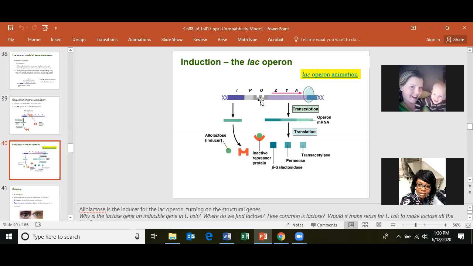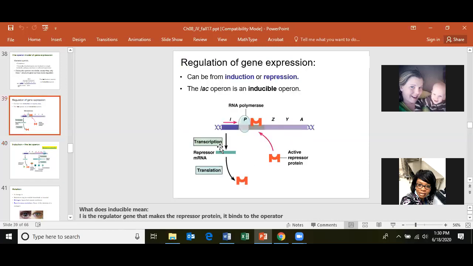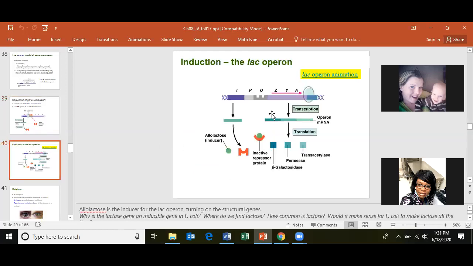So any questions about that? So we're not always stuck in this situation where that's bound to it, because every once in a while it falls off, and if allolactose is around, it'll bind to it and inactivate it.